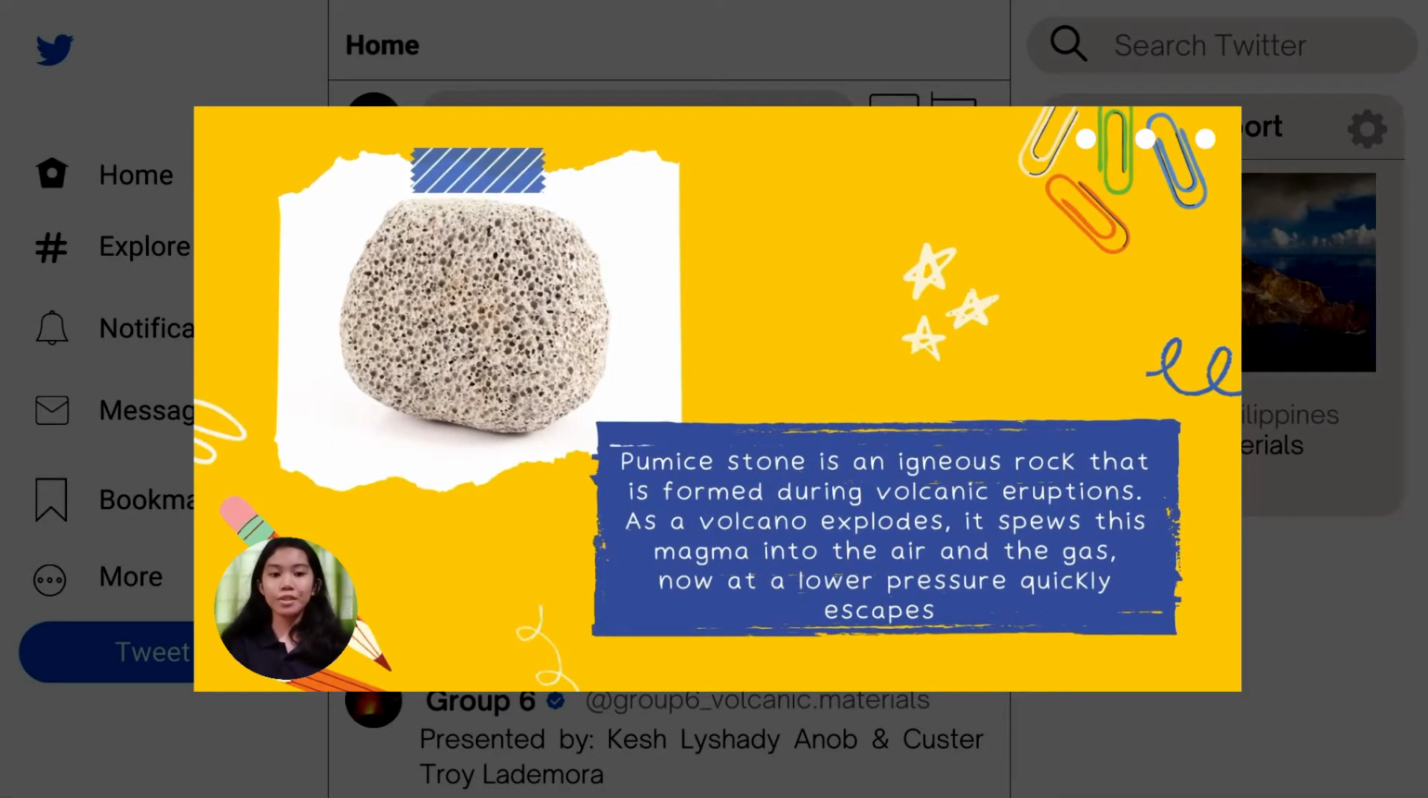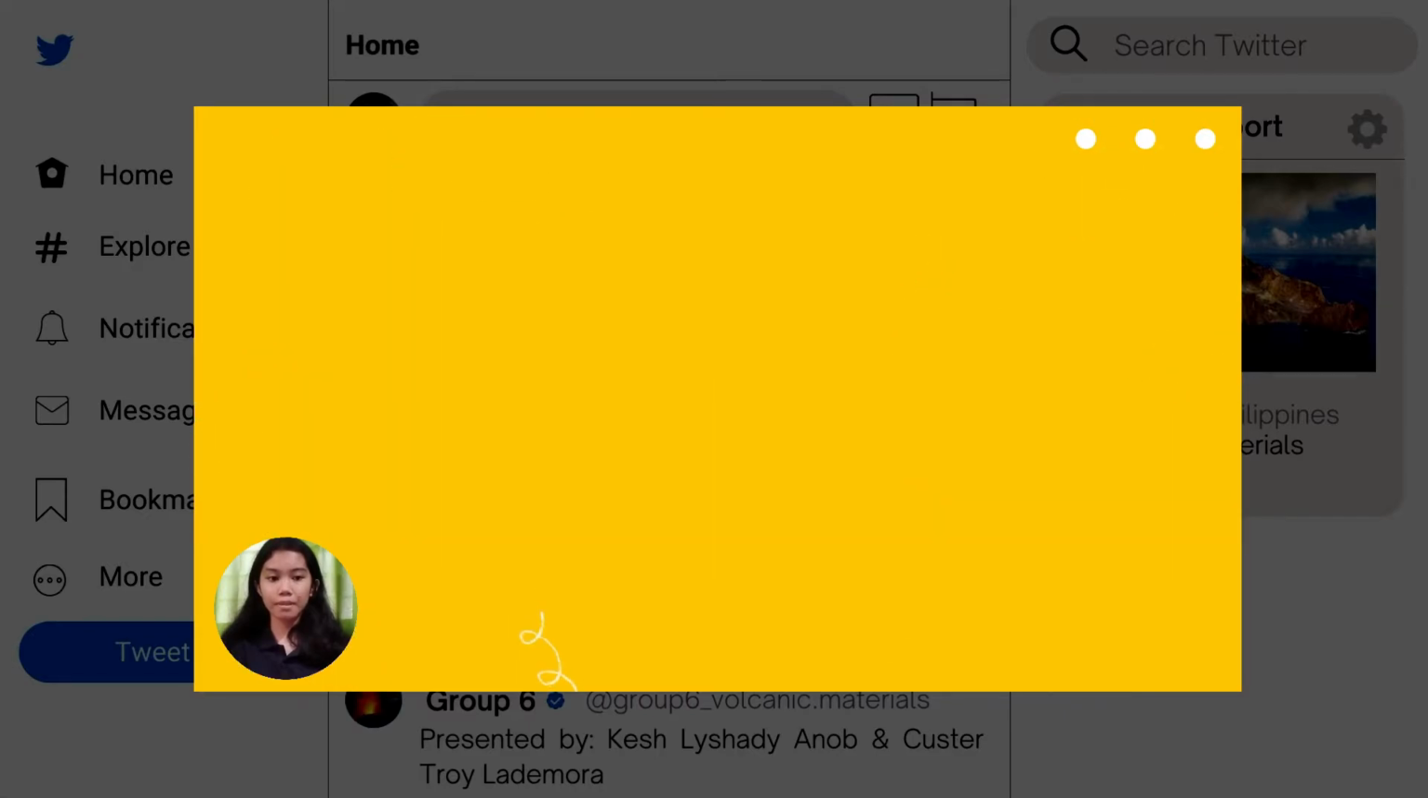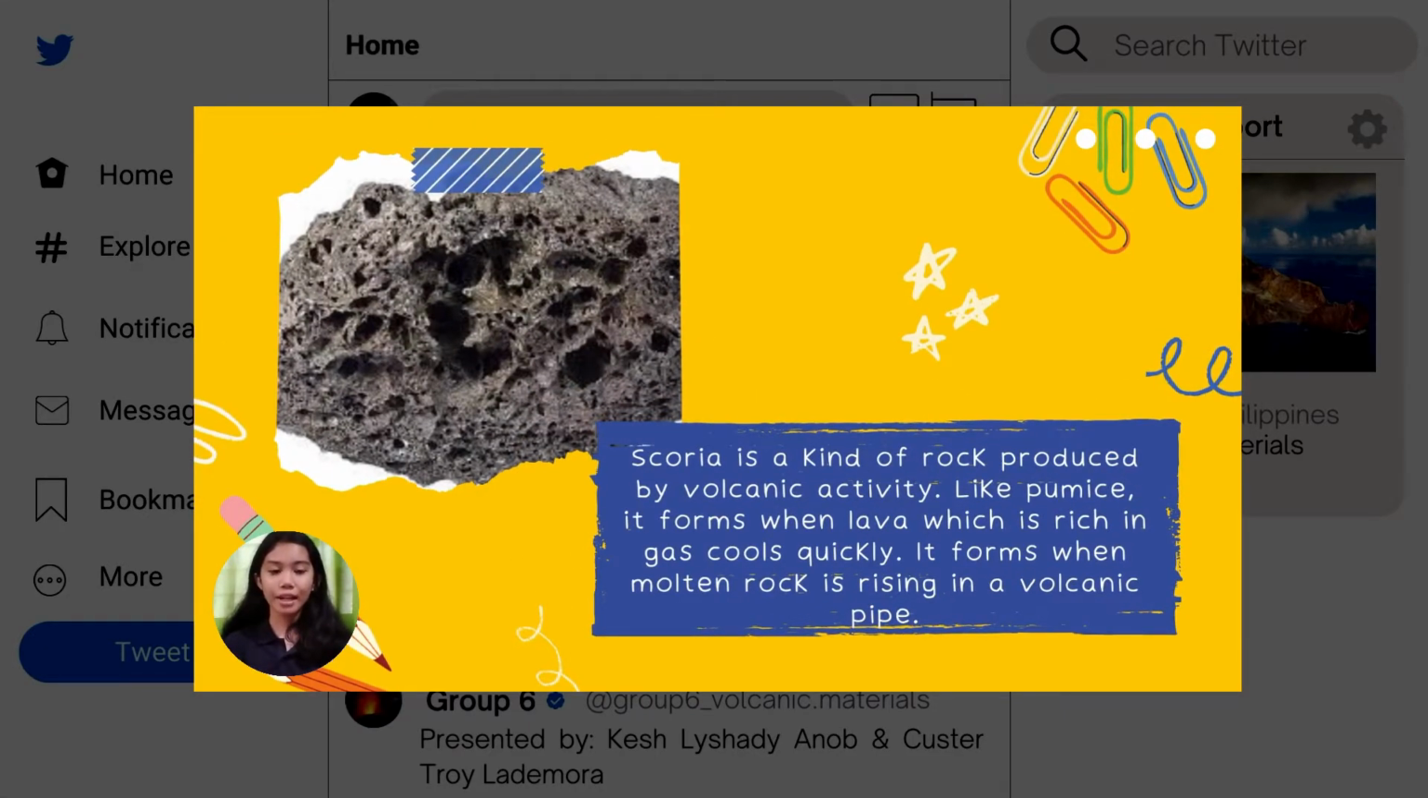Pumice. Pumice stone is an igneous rock that is formed during volcanic eruptions. As a volcano explodes, it spews this magma into the air and the gas, now at a lower pressure, quickly escapes. Scoria. Scoria is a kind of rock produced by volcanic activity. Like pumice, it forms when lava which is rich in gas cools quickly. It forms when molten rock is rising in a volcanic pipe.